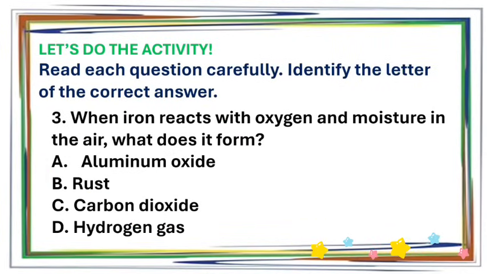When iron reacts with oxygen and moisture in the air, what does it form? Is it A. Aluminum oxide, B. Rust, C. Carbon dioxide, or D. Hydrogen gas? What is your answer? Very good. The answer is letter B. Rust.